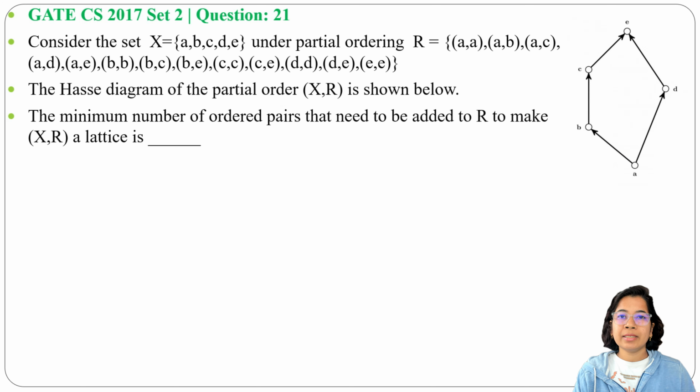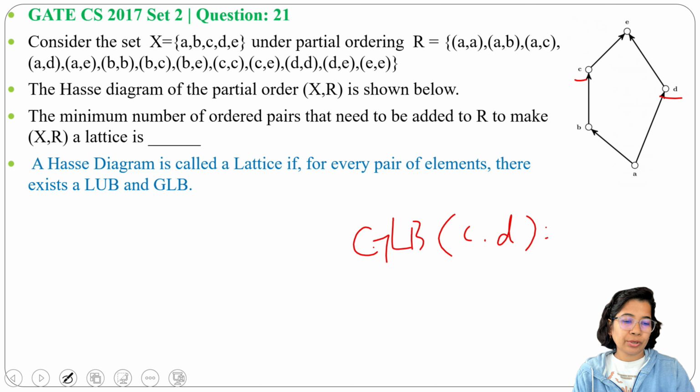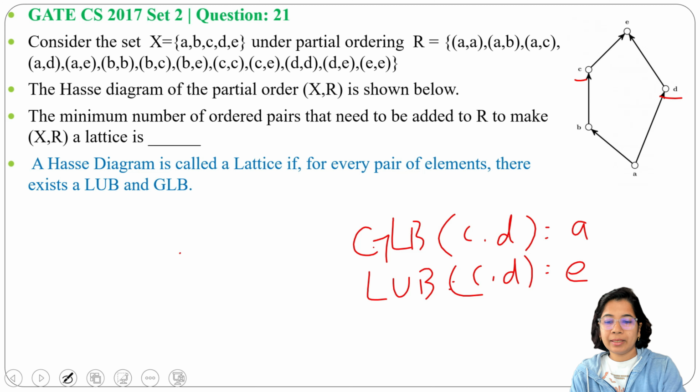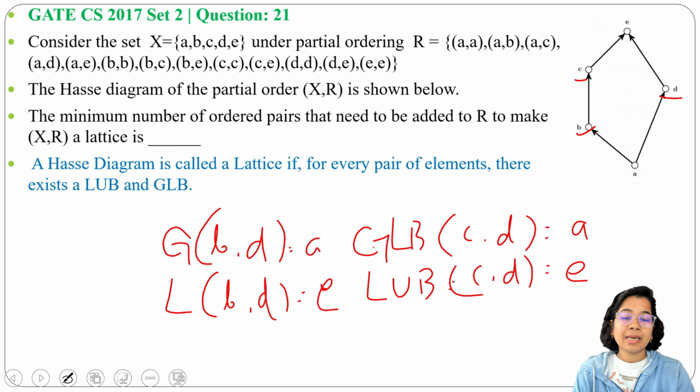First, what is a lattice? A poset will be a lattice if for every pair we can find the greatest lower bound and least upper bound. Here just check for C, D. Its greatest lower bound will be A and least upper bound will be E. Now for B and D, its greatest lower bound will be A and its least upper bound will be E. So these are the incomparable pairs for which we can find the greatest lower bound and least upper bound.